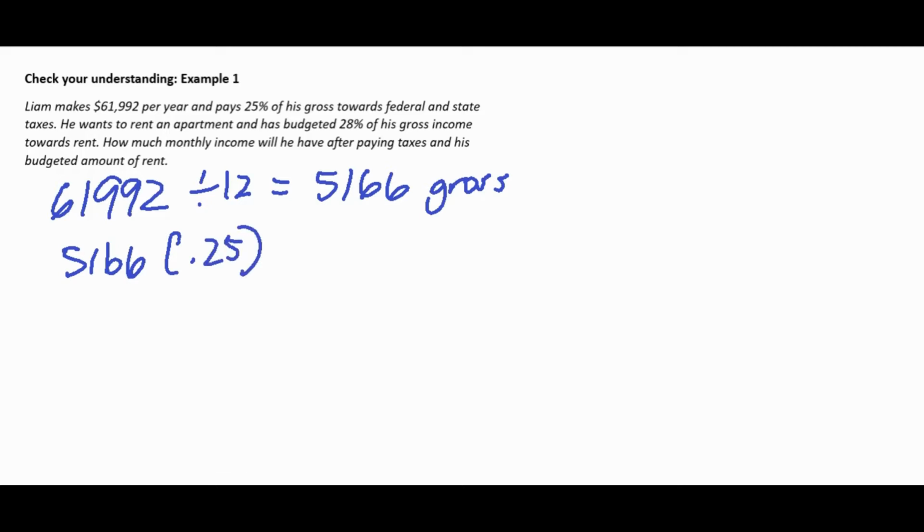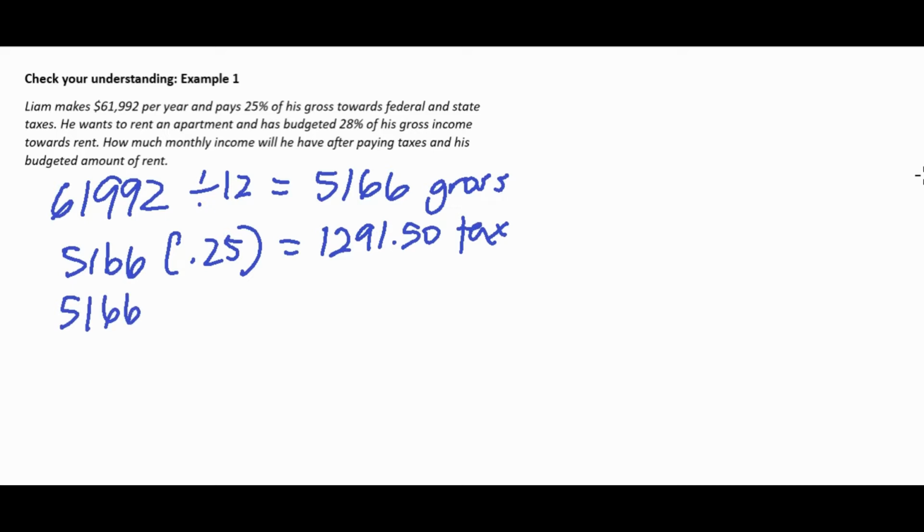From that $5,166, we need to calculate 25% of that. So we take the 5,166, multiply it by 0.25. Remember that 25% expressed as a decimal is 0.25, like a quarter. And when we do that multiplication, we get $1,291.50. So that's going to be his tax liability.